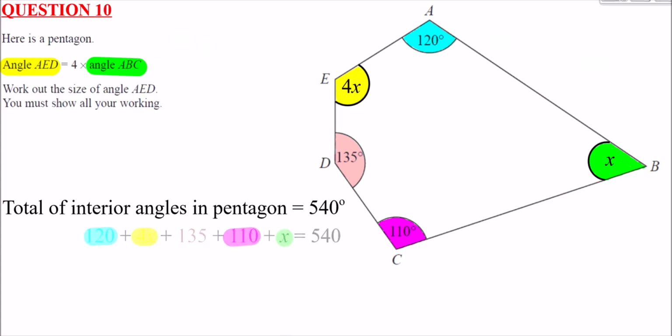So putting this into an equation, we've got 120 plus 4x plus 135 plus 110 plus x is 540. So let's simplify this. 4x plus x gives us in total 5x. 120 plus 135 plus 110. If in doubt, do it using column addition.